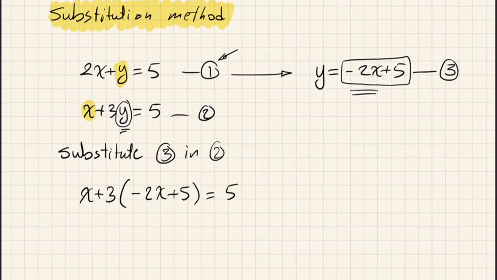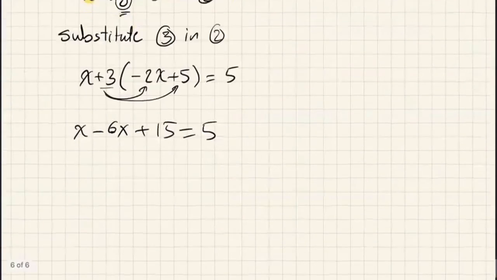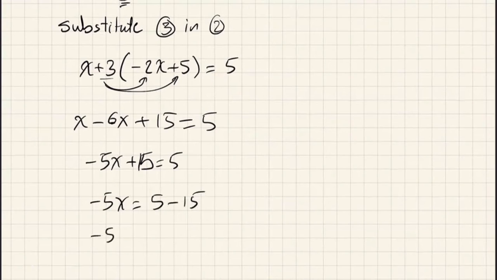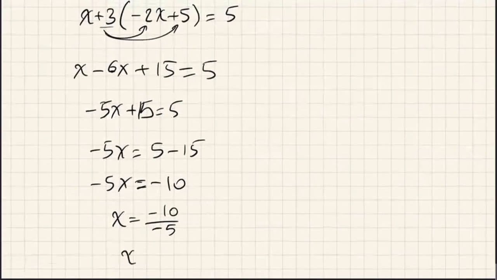So what I have to do now, brackets mean expansion. First of all I will expand: x plus 3 times negative 2x means negative 6x, 3 times 5 means 15, equals 5. So x minus 6x means negative 5x plus 15 equals 5. So shift the 15 to the other side, so negative 5x equals 5 minus 15, which is minus 10. Divide negative 5 in both sides, so x equals negative 10 over negative 5, so x equals 2.